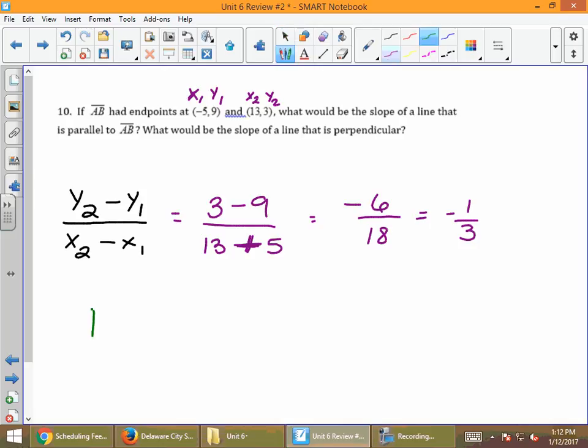If we want a line that is parallel, we know about parallel lines and their slopes. They are what? They're the same. So if our AB is -1/3, the slope of a line that's parallel is also going to be -1/3. Parallel lines have the same slope.